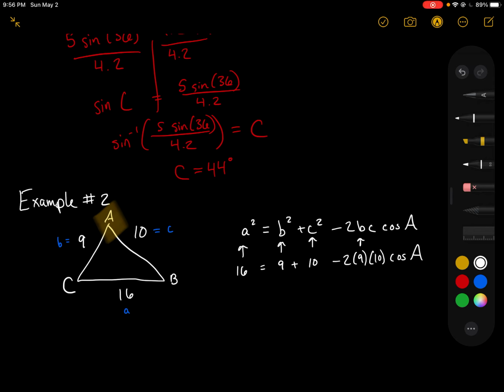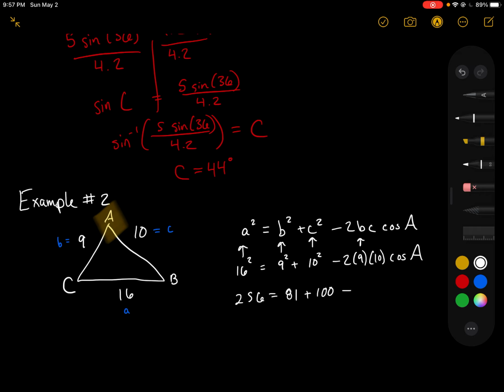So again, we're still plugging in all of these things. But what we don't know is big A. We don't know that angle. And if you look at this, that's the only variable we have. Everything else is just numbers. So that's good for us here because that means that we're ready to go through and solve.